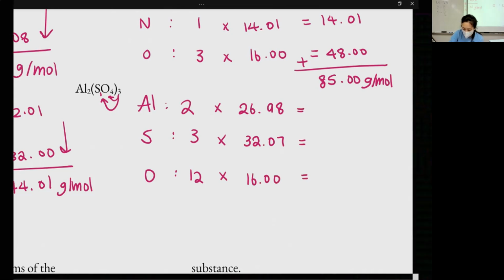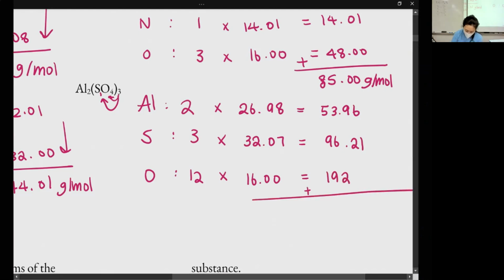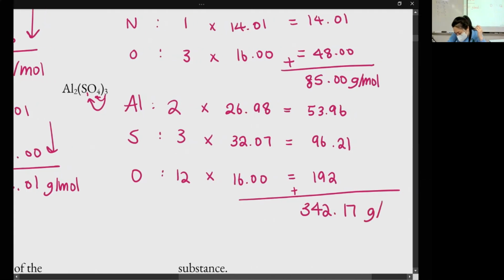So I need to multiply those. 2 times 26.98 is 53.96, and then 3 times 32.07 would be 96.21. 12 times 16 would be 192. And then if I add all of that, I got 342.17 grams per mole.